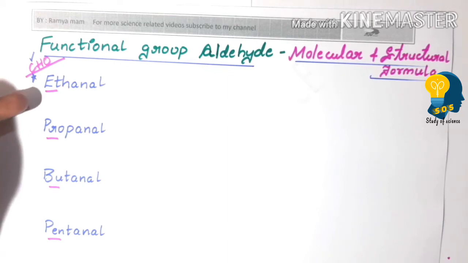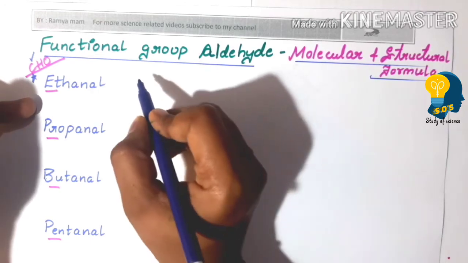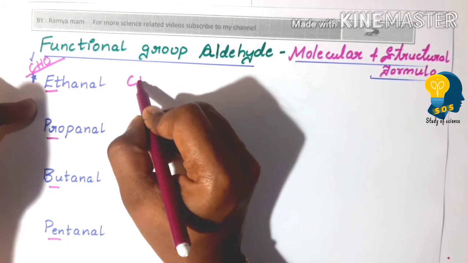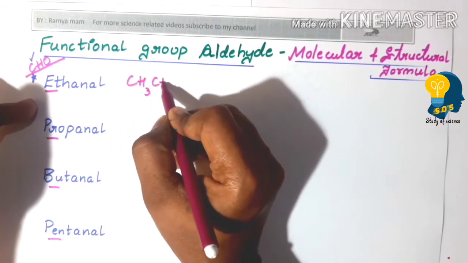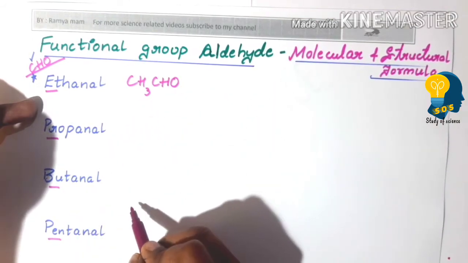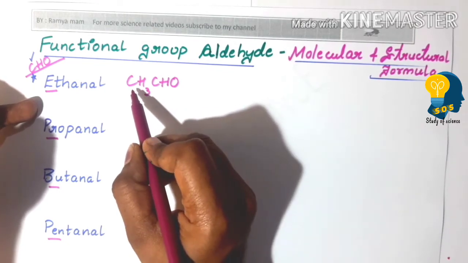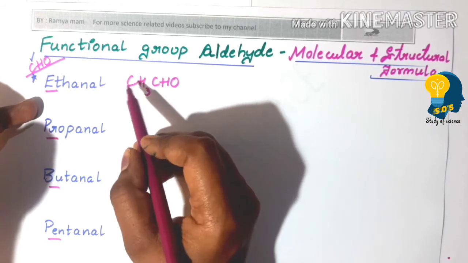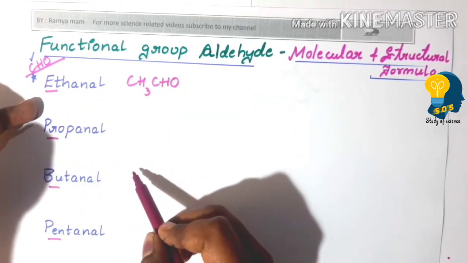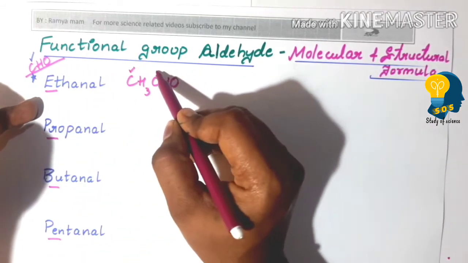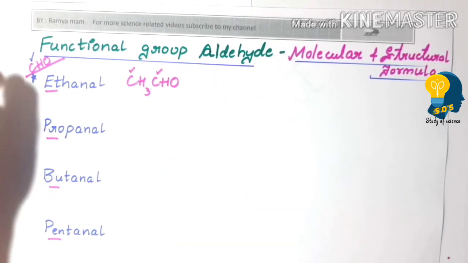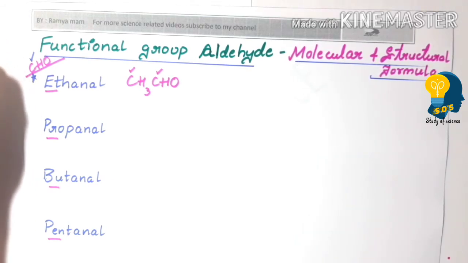So the molecular formula for ethanal is CH3CHO. Why CH3? Because the first member is CH4, but as we have one carbon atom in the functional group, it is taken for count. CH3CHO is the molecular formula for ethanal.